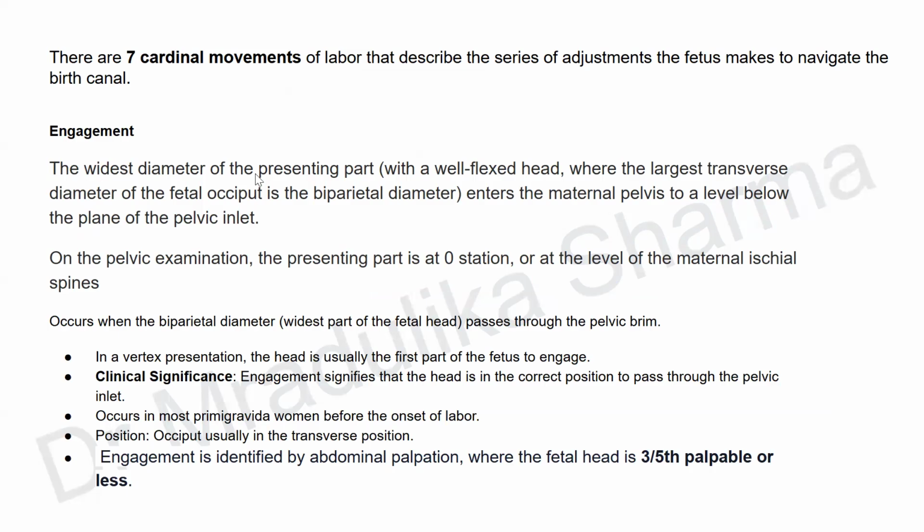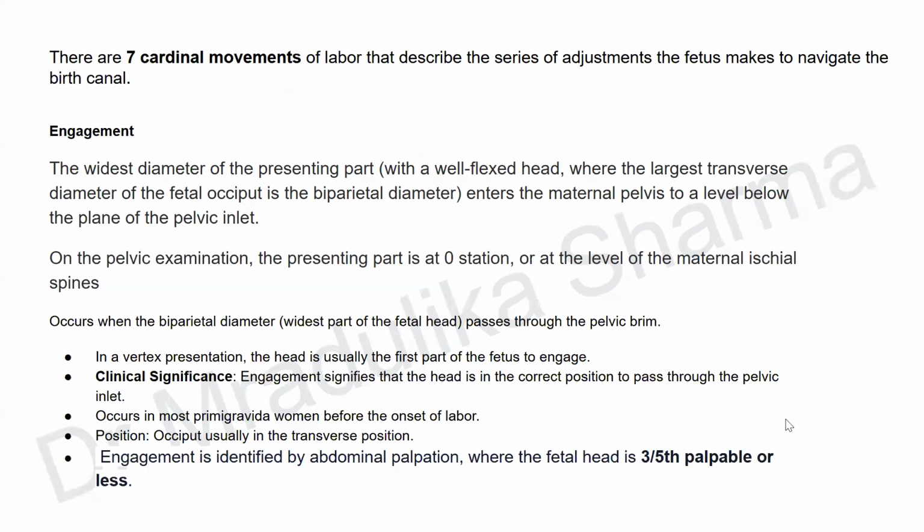The widest diameter of the presenting part, with a well-flexed head, where the transverse diameter of the fetal occiput is the biparietal diameter, as I told you, this is 9.5 centimeter. It enters the maternal pelvis to a level below the plane of the pelvic inlet. This is called engagement. On pelvic examination, the presenting part is at 0 station, or at the level of the maternal ischial spine. It occurs when the BPD, that is biparietal diameter, passes through the pelvic rim.